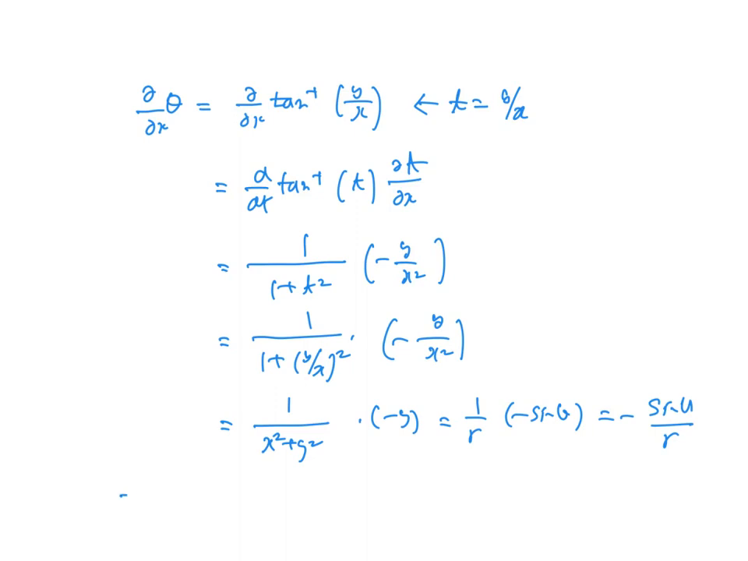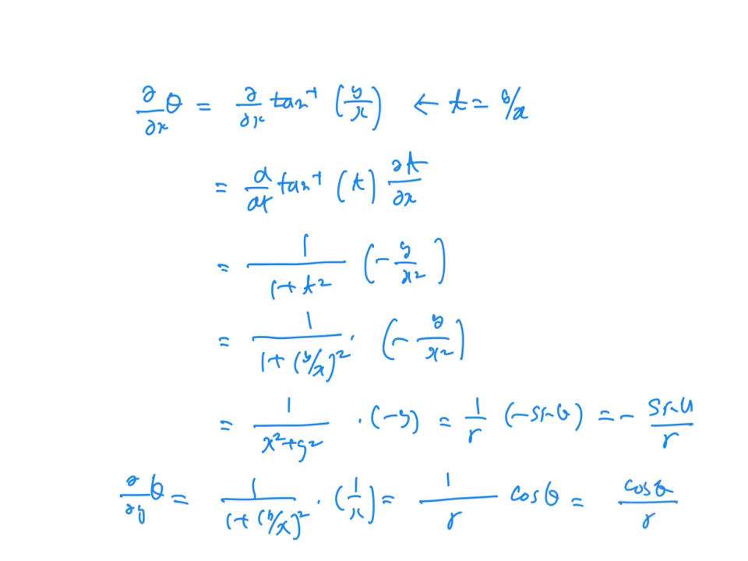Partial y is easier. Partial theta over partial y is actually 1 over (1 plus y over x squared) times 1 over x. So that is r over cosine theta, over r squared. So partial theta over partial x is minus sine theta over r. Partial theta over partial y is cosine theta over r.